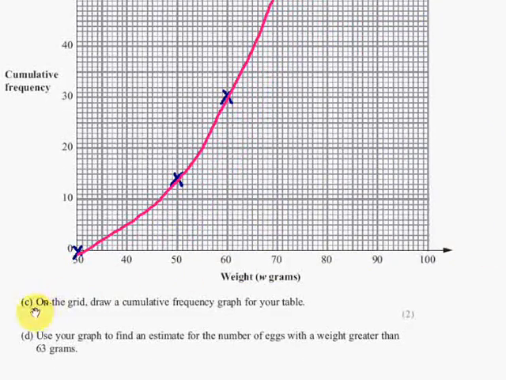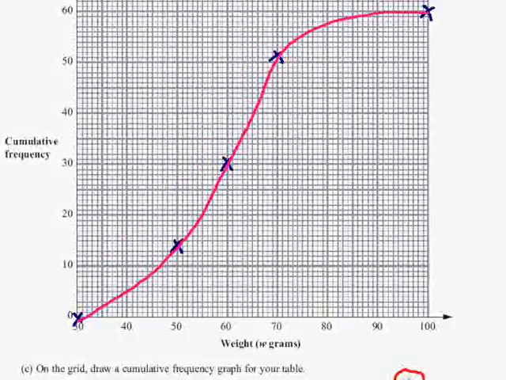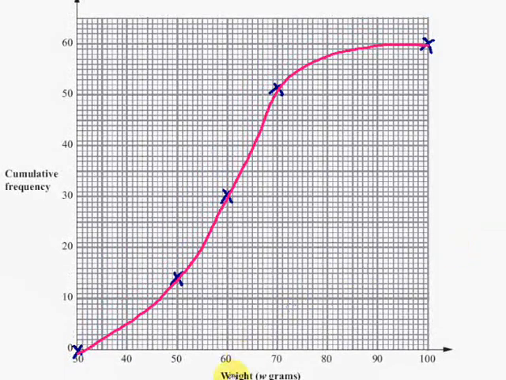So that's part C. On the grid, draw a cumulative frequency graph for your table. And I've just done that. Okay, so that's worth 2 marks. Let's have a look at what the mark scheme says you have to do to get those 2 marks. Okay, so the first mark comes from plotting 4 out of 5 of those points correctly, with only half a square either way in accuracy. Okay, so it has to be very, very accurate where you plot those points.